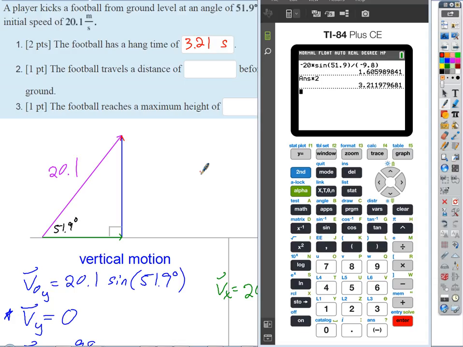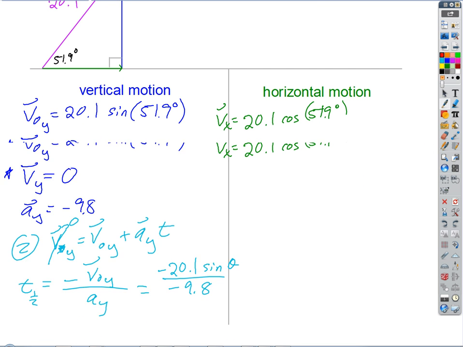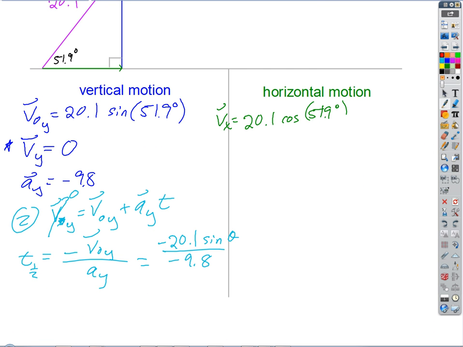So the football travels a distance of what? All right, so we figured out what the hang time was. Now we can come over to the boring horizontal motion, and it's just constant velocity. If I want to find out how far it went, what do I need to know? Just time, right? So time was roughly equal to then, what was it, 3.21?